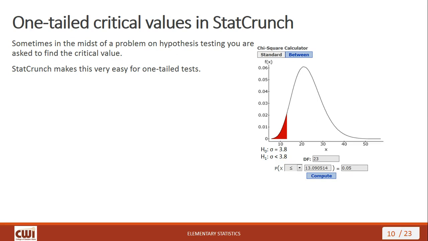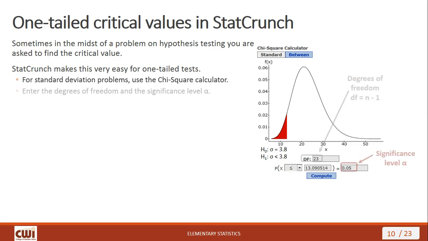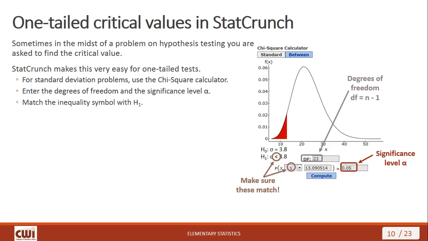So once you pull up your chi-square calculator, make sure you put in the appropriate number of degrees of freedom up at the top, and you're going to put the significance level alpha. Since this is an area underneath the curve, you're going to put the significance level alpha to the right of the equal sign in your probability calculation. You also want to make sure that your inequality drop-down in the probability calculation matches the inequality from your alternative hypothesis.